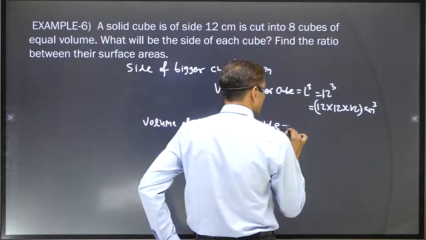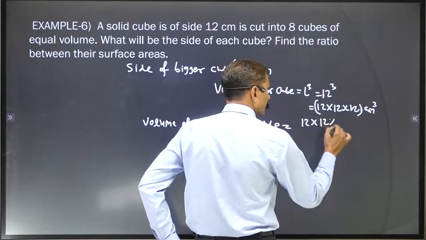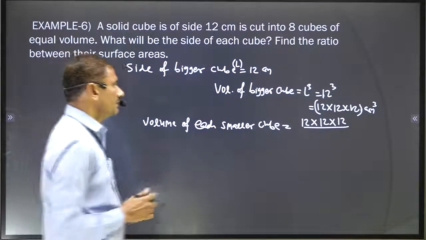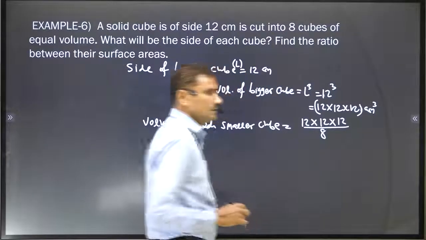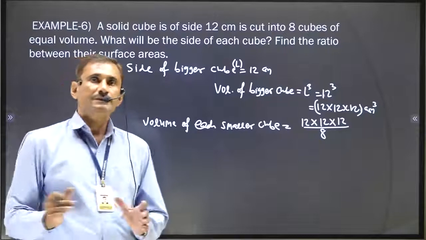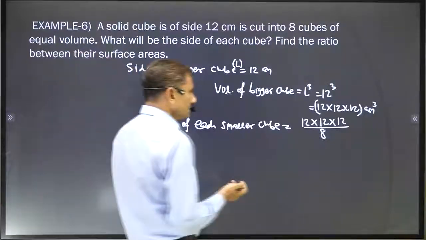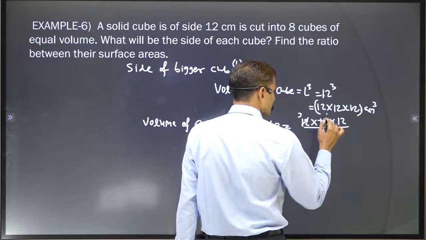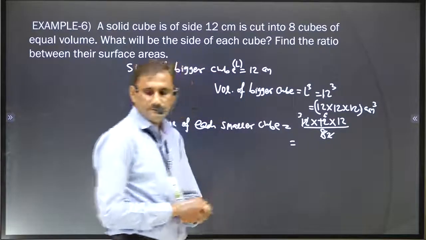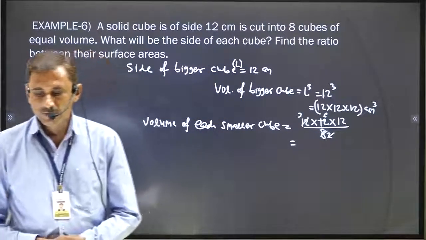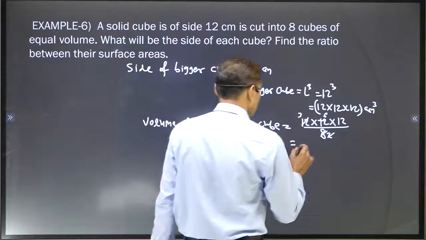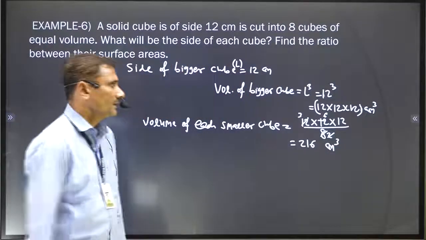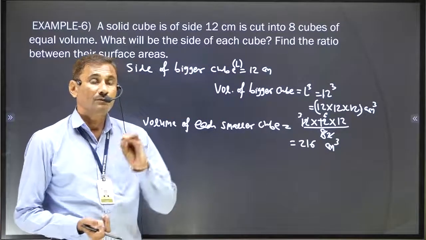So the volume of the smaller cube means what? The volume of the bigger cube upon 8, since the whole volume is being divided by 8. So now you can say 4 2s are 8, 2 and 6, so 6 into 3 is 18, 18 into 12 is 216 centimeter cube. So we got the volume of the smaller cube.